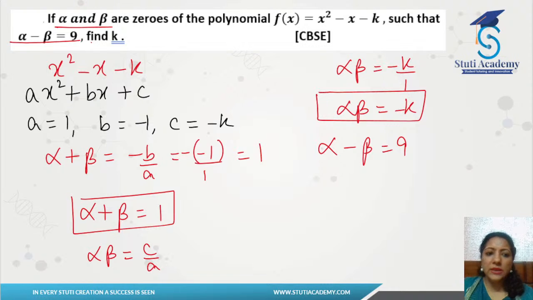And now, it's very simple. This we already know. And then we know alpha plus beta equal to 1. So, just put it here. And we have to first solve for alpha and beta. So, what I'm going to do here.